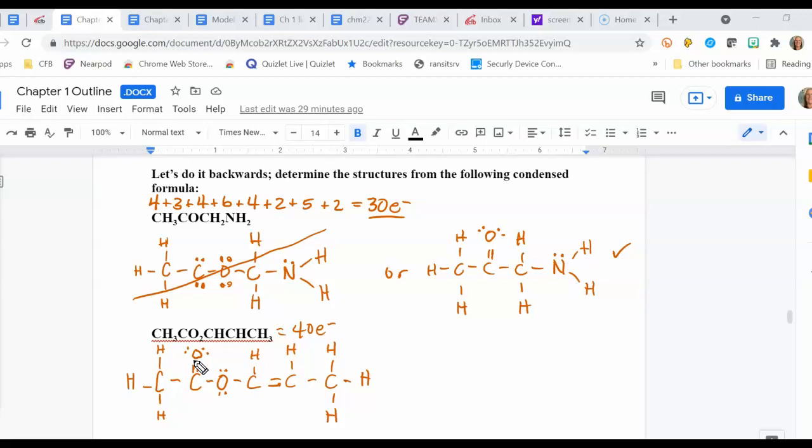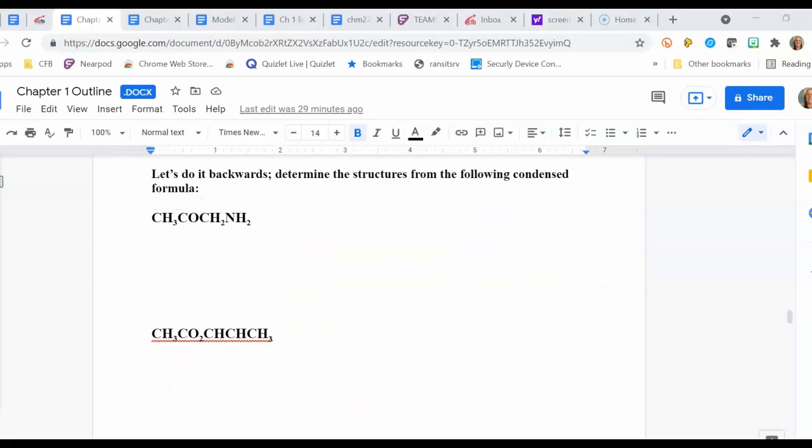Will I always have to use valence electrons? No, you're going to get very, very used to what the functional groups look like and how it should all be written. But this is the beginning stages and you don't know those things yet. So let's go ahead and go on to the next one on our list here.